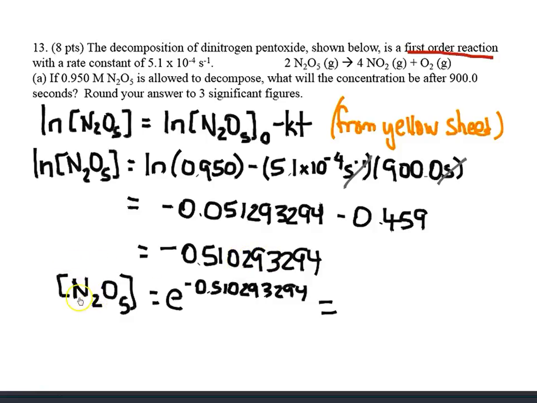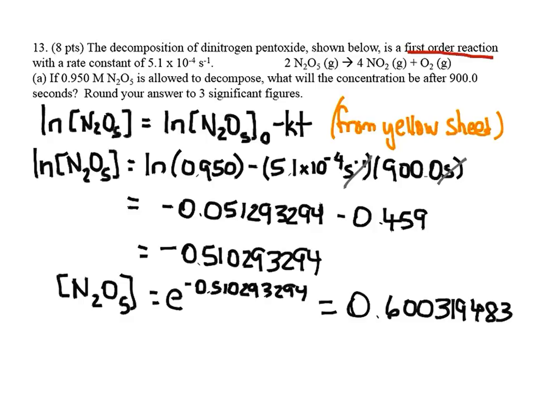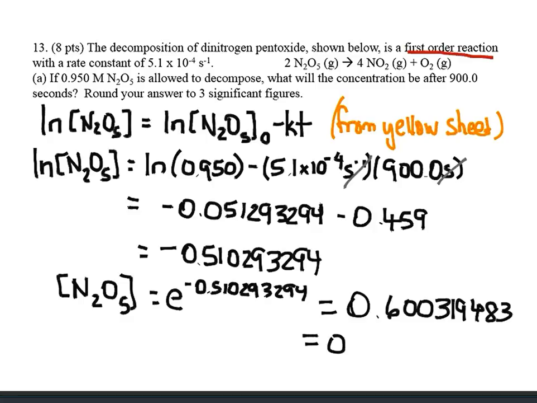And then when you solve for the concentration of N2O5, that means you have to take e to the x. That's the inverse natural log function. So e to the negative 0.510293294. And if you plug that into your calculator, you should get that that value is about 0.600319. It says to round to 3 sig figs, so that's what I'm going to do. And the concentration is molarity, molar. So we circle that.